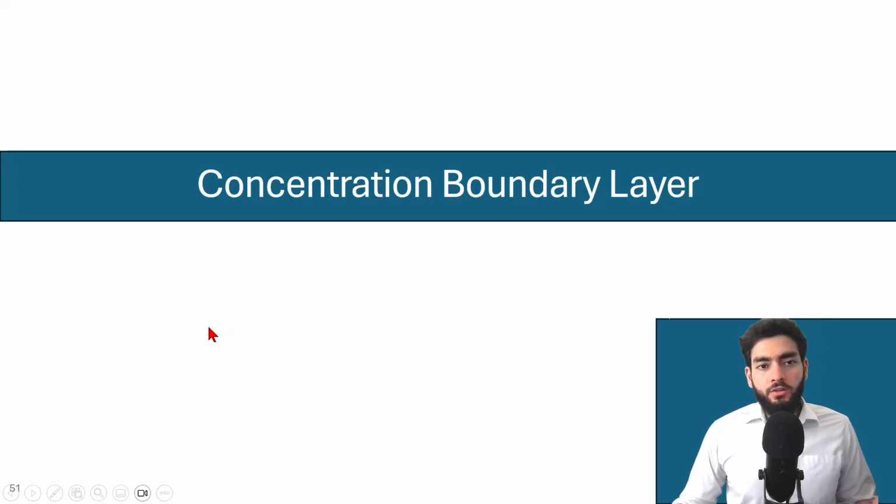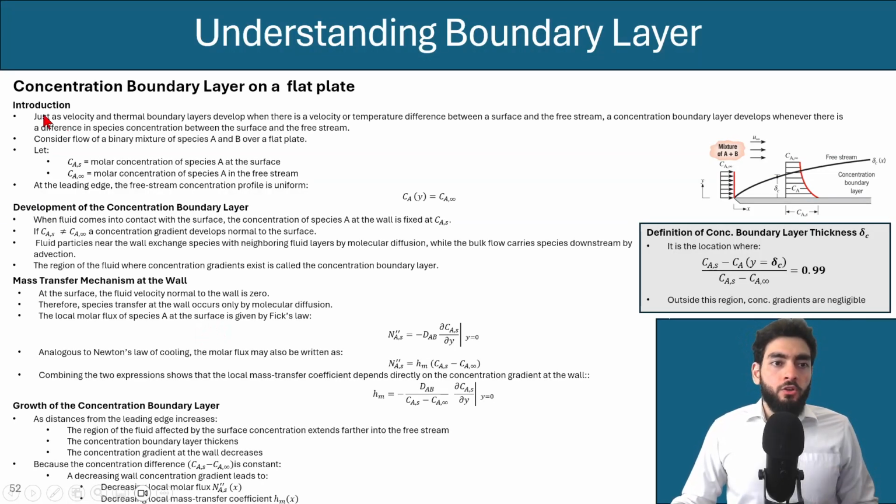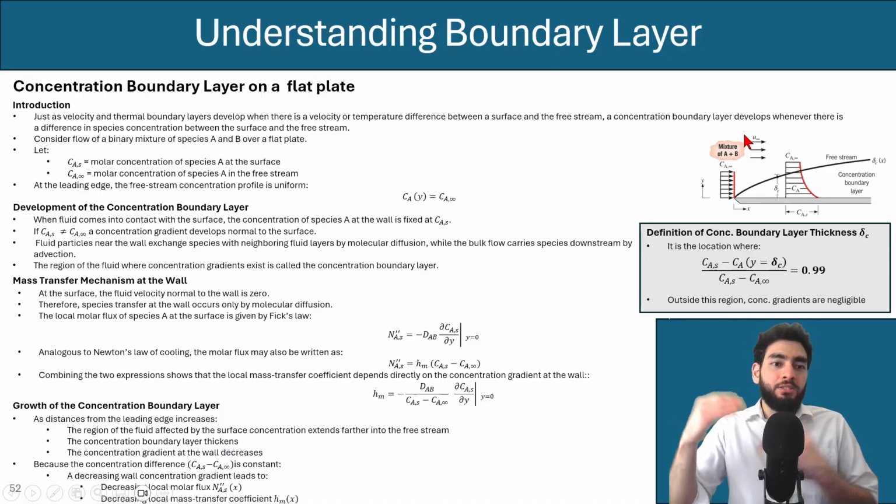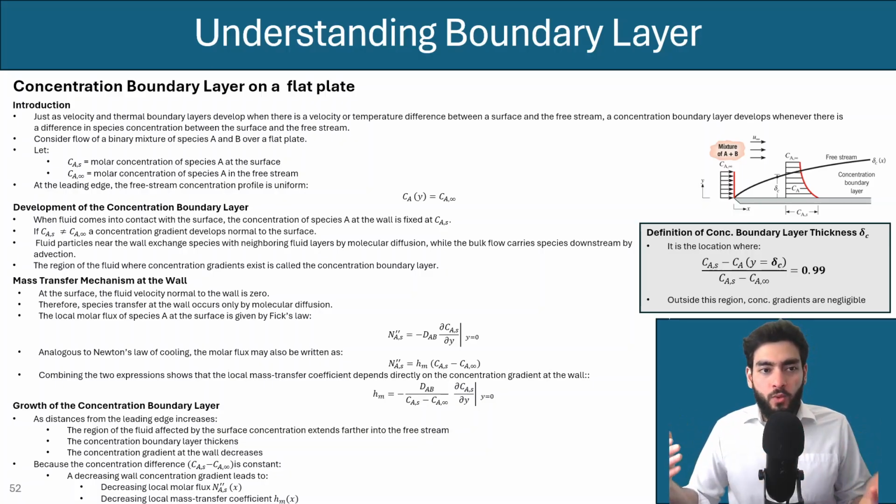So, concentration boundary layer. Just as velocity and thermal boundary layers develop when there's a velocity or temperature difference between a surface and the free stream, a concentration boundary layer also develops whenever there's a difference in species concentration between the surface and the free stream as well.